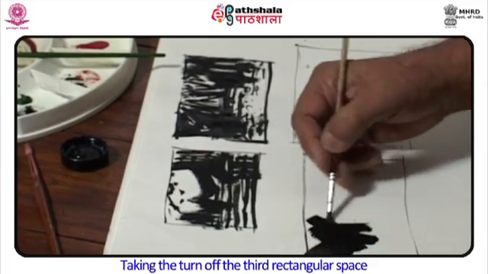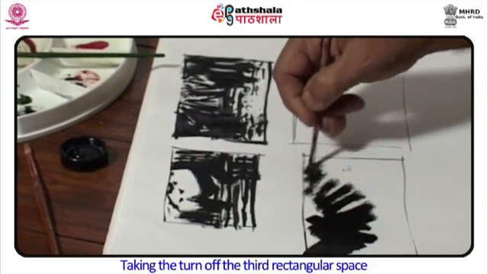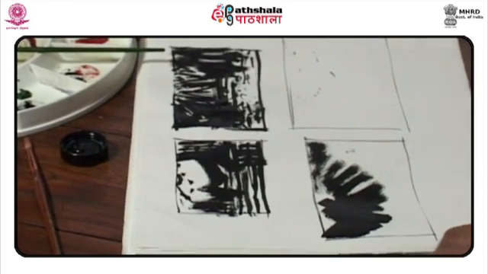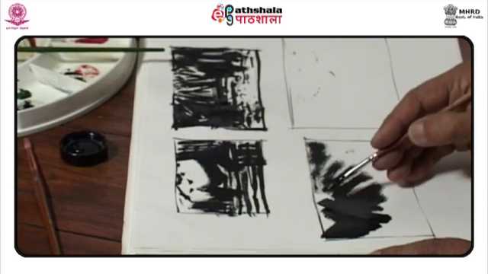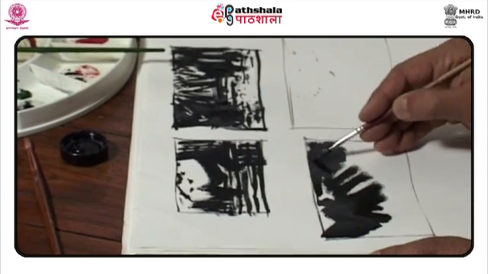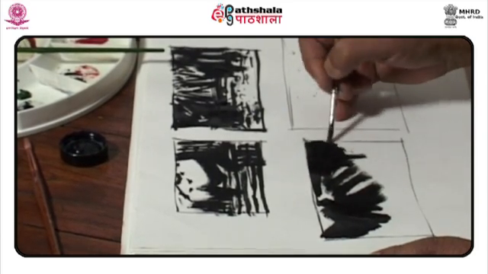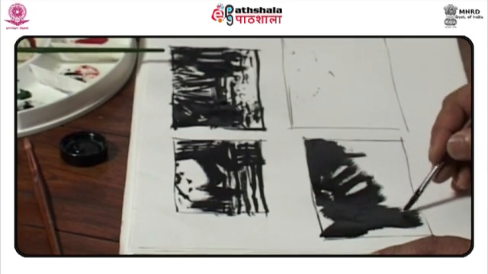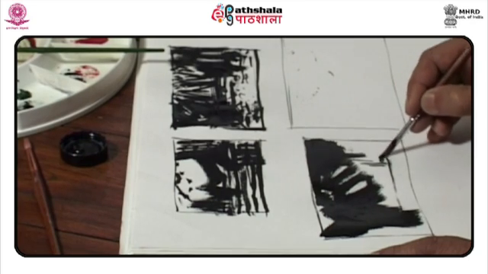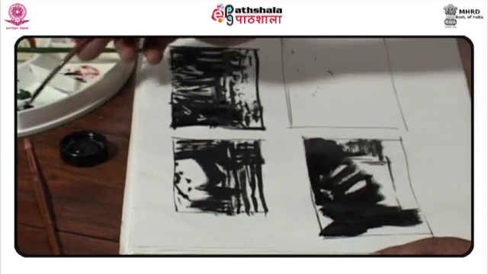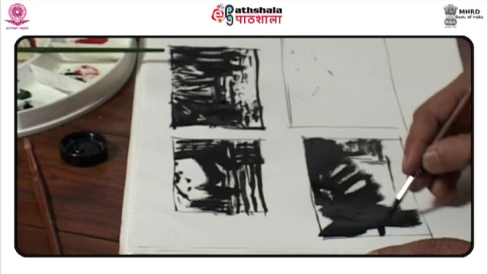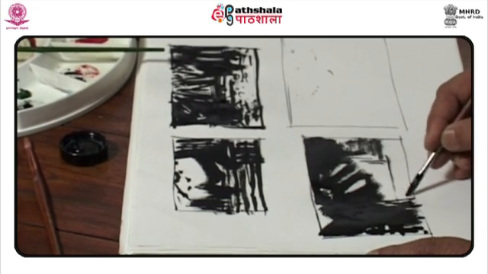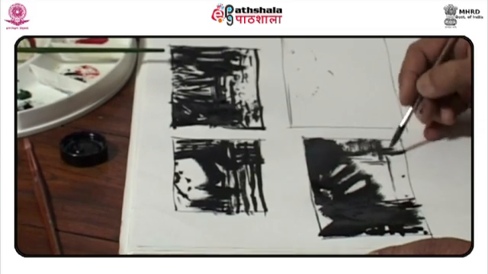Taking the turn of the third rectangular space, draw another space division, keeping in mind the three factors of negative, positive and linear again. Draw a fan-like pattern covering half of the upper space, then a bold patch on the left and a perpendicular line, giving the illusion of the thatched roof of a hut.